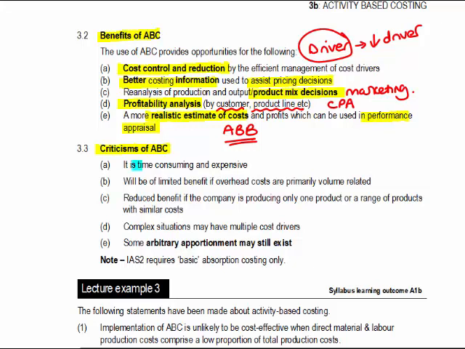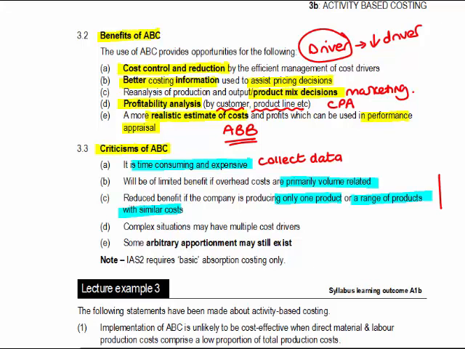The first one is it can be quite time consuming and expensive. Not only have we got to set up all the systems, we've also got to collect all the data that will allow us to correctly analyse and allocate our activities and our cost driver information. It is going to be of limited value when we've got volume related overheads. It's also going to be of limited value when the company is producing only one product or a range of products with similar costs. So we really covered those before when we were looking at the uses of activity-based costing.